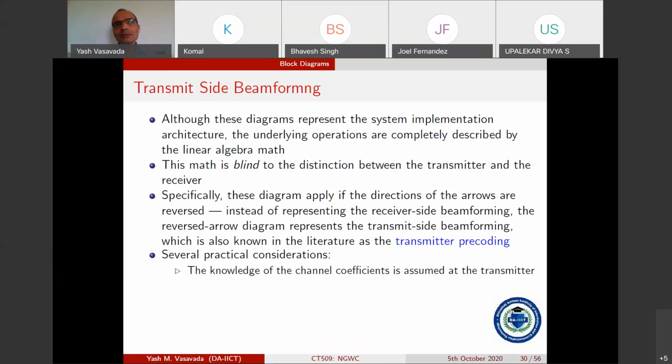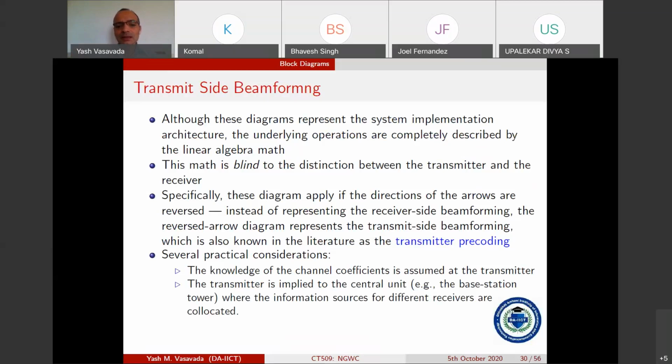The other aspect is that we are assuming that the transmitter is a central unit, just like what a base station is. So this transmit side precoding cannot be done if different users, this capital K users, are not co-located. And the reason for that is what we will see pretty soon. So those are the two practical considerations that we should keep in mind.